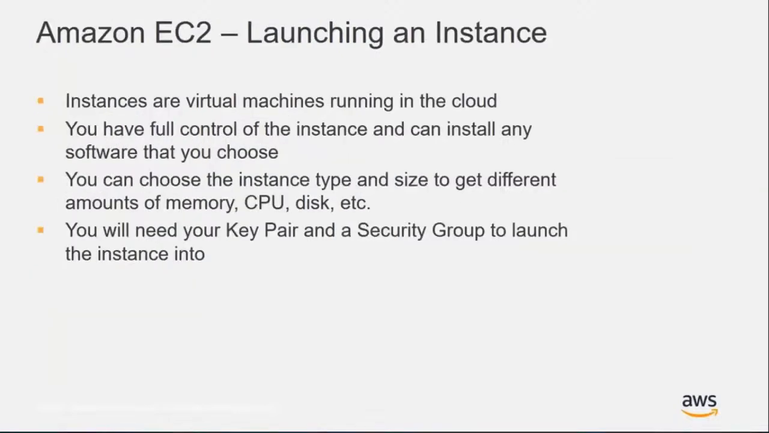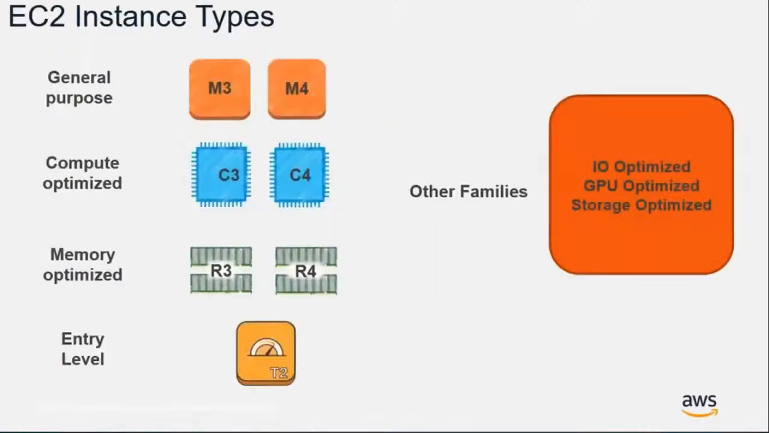Now, the next step is to launch EC2. So, what is Amazon EC2? Amazon EC2 is a virtual machine that runs in the cloud. You have complete control of the instances, and you can install any software that you choose. You can choose the instance type and size to get a different amount of memory, CPU, disk, etc. And you will need a key pair and security groups to launch each instance.